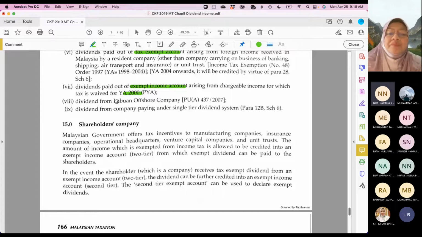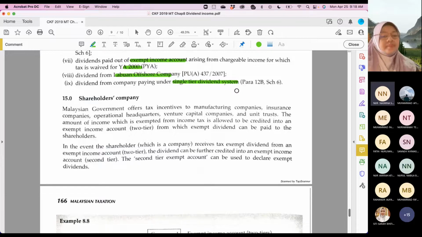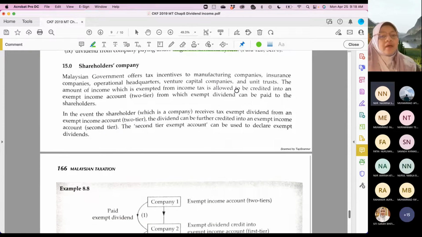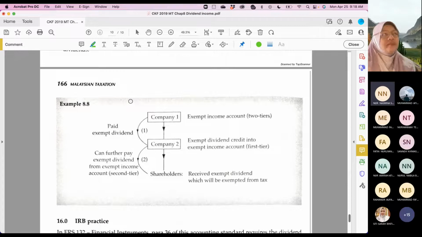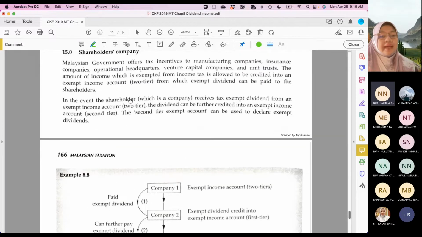We also have dividend paid out of offshore company, Labuan offshore company, and dividend from a company paying under the single tier system. This one that you mentioned just now is generally all companies that pay out under the single tier system. Shareholders, company, we give incentives. So this one you have to understand, because later when you do your Tax 2, we'll come back to this topic where we talk about the exempt dividend.